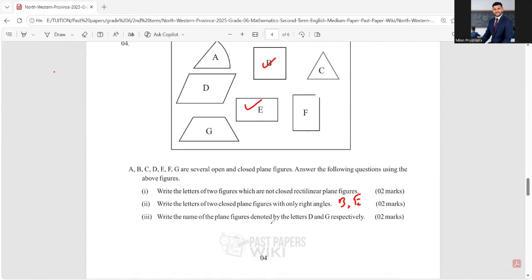Write the name of the plane figures denoted by the letters D and G respectively. You see now D. This is a parallelogram. G, this is a trapezium. Okay, that's it.